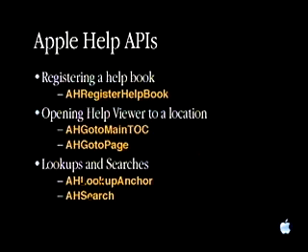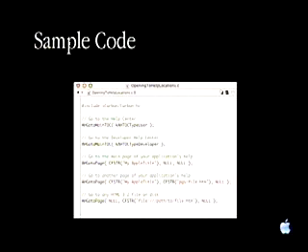There are 5 of them. We already talked about the first one. 2 more go into a category of opening Help Viewer to a particular location, and 2 others are to perform lookups and searches. I have some sample code here. It might be a little hard to see, but I hope not. The gist of the code is that this stuff is really easy. As you can see, all of those are one-liners.